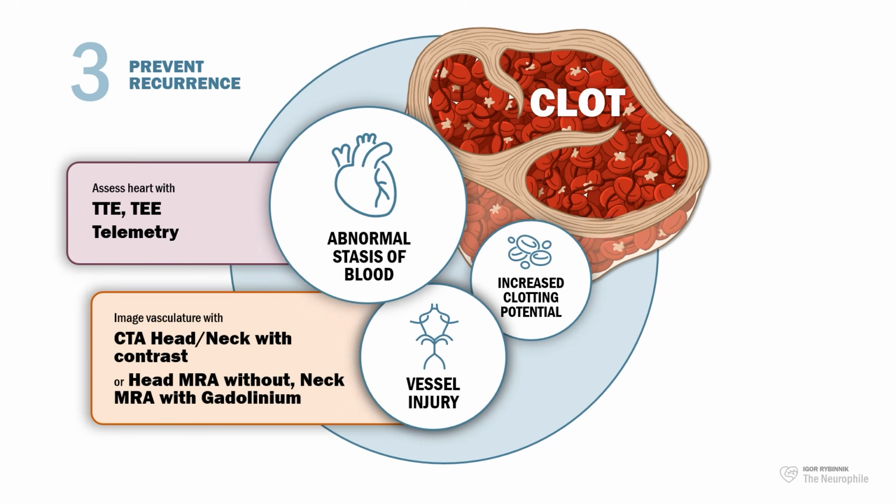Every patient with acute ischemic stroke needs vessel imaging, either CT angiogram of the head and neck with contrast, or MR angiogram of the head without and neck with gadolinium. For our purposes, the two studies have more or less equivalent resolution, but MRA takes longer to perform. So, in the setting of a neurological emergency, we typically choose CTA.